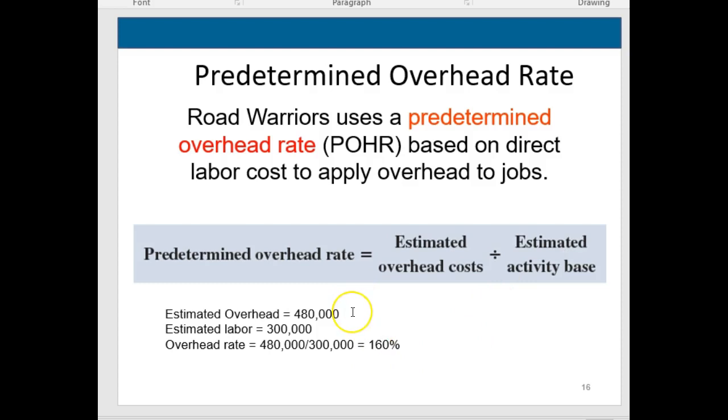So if our overhead's 480,000 and our estimated labor is $300,000, if I divide that estimated labor into the overhead, I come up with a rate of 160%, which means for every dollar of labor that I spend, I'm going to have $1.60 more in factory overhead, or $1.60 is spent in overhead. And that's our predetermined rate.